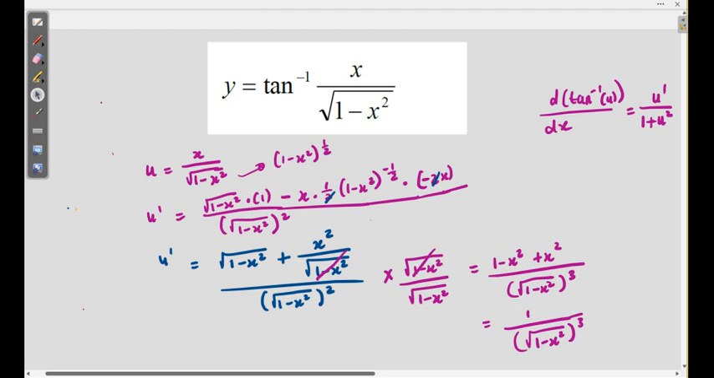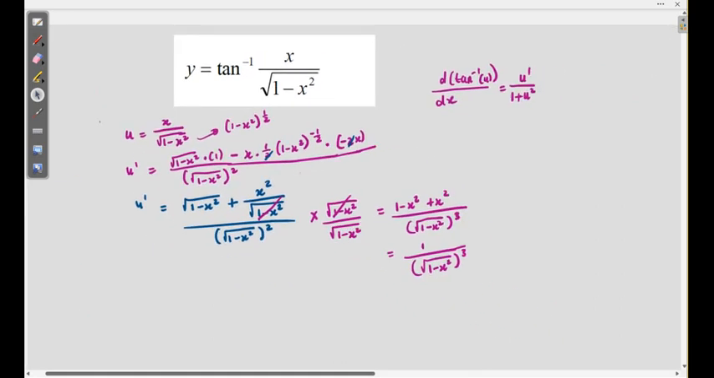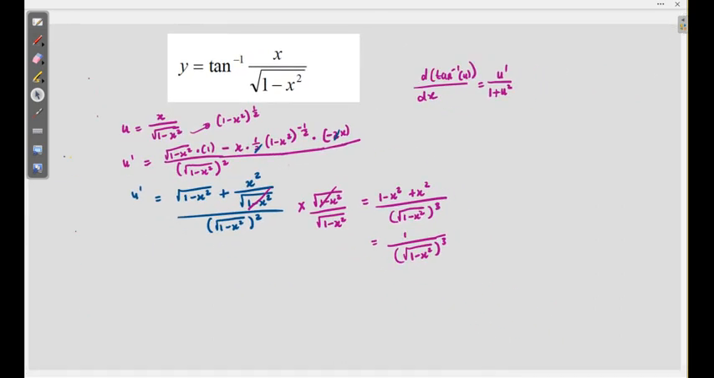Then we are literally almost done. Why? Because now we can simply say, therefore, the derivative of y will be equal to the derivative of u that we got. In fact, I like to write this as 1 over 1 plus u squared multiplied by the derivative of u.